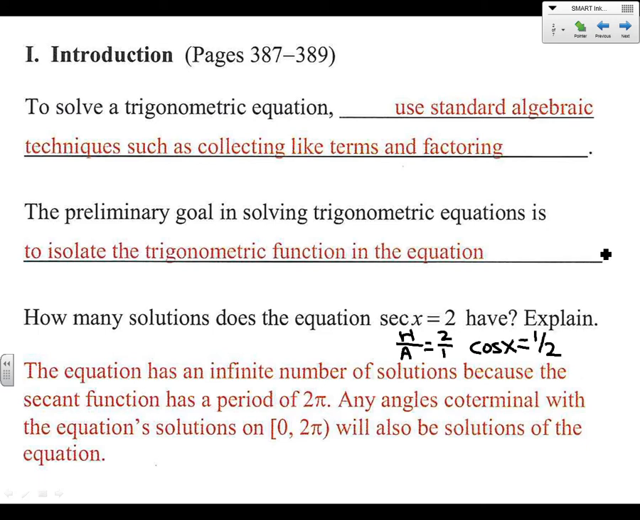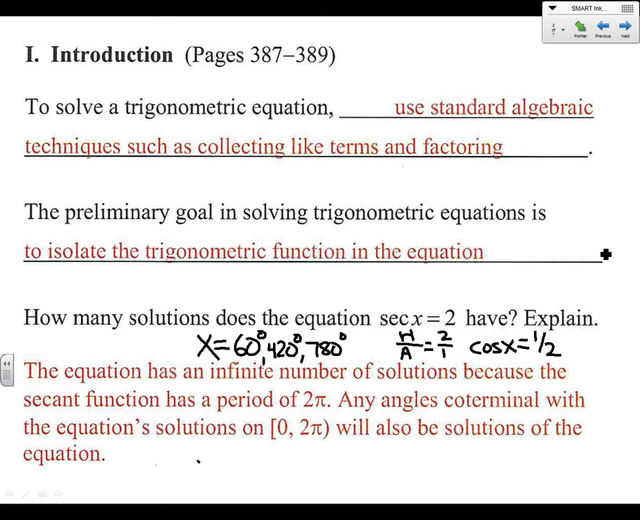And so if we looked on our unit circle and said, all right, where is the x value equal to 1/2? Remember, cosine is the x value. Well, we would find 60 degrees. But we would also add 360 to that and get 420 degrees. And we could add 360 to that again and end up with 780 degrees.